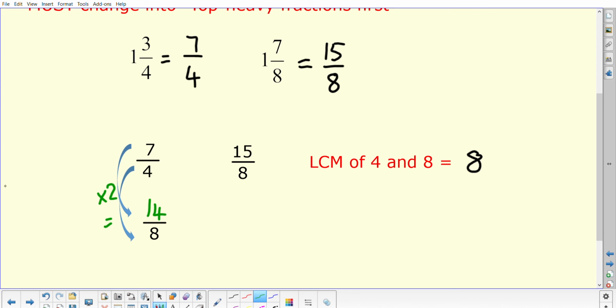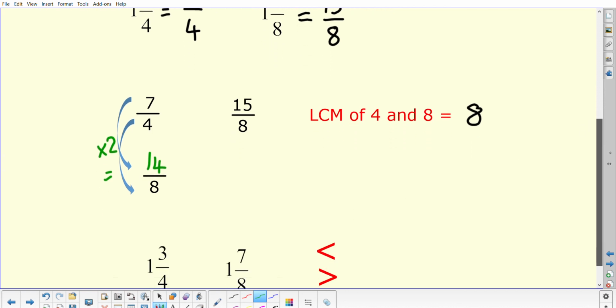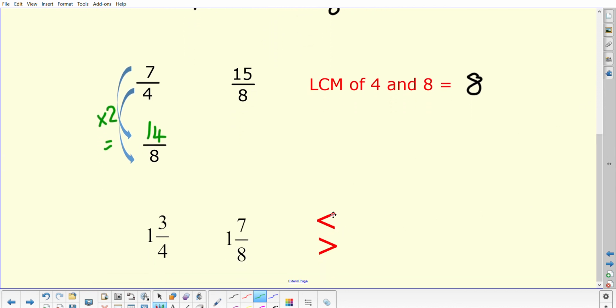You can hopefully see that the 1 and 7/8 would be bigger. So you could write down, if you kept the numbers in this order, this one here is smaller, so you would be using that statement there. 1 and 3/4 is less than 1 and 7/8, or you could write it the other way round. You could also write 1 and 7/8 is greater than 1 and 3/4. You don't need both of those, you would only need to have one of them to make sure it was correct.